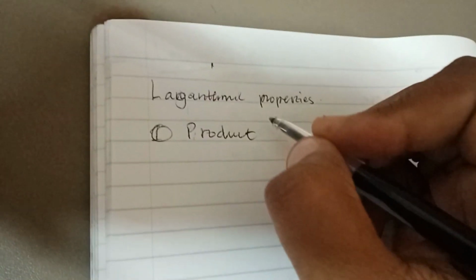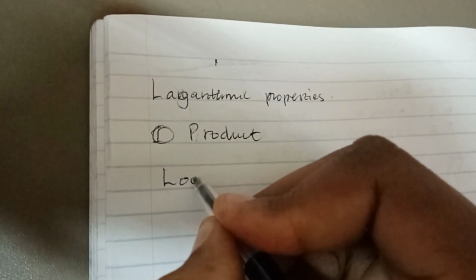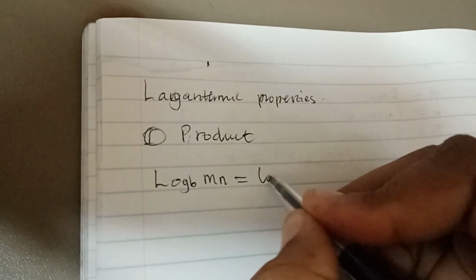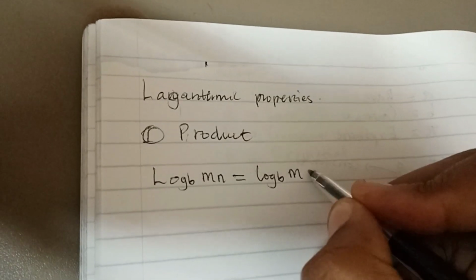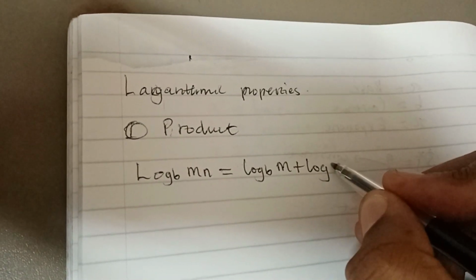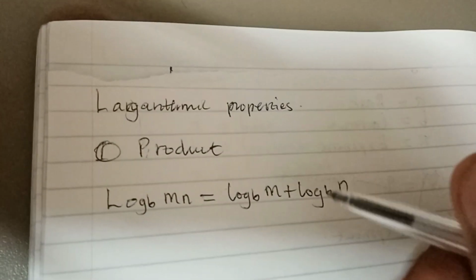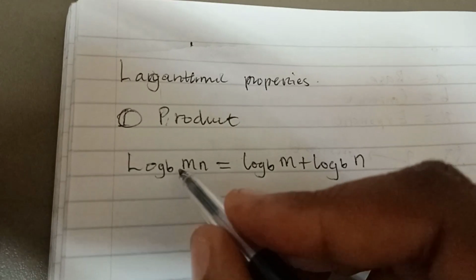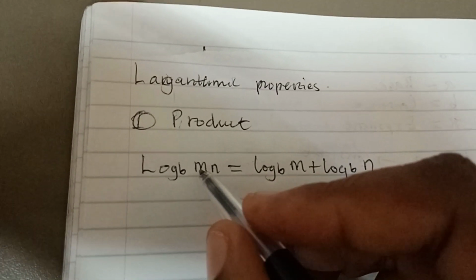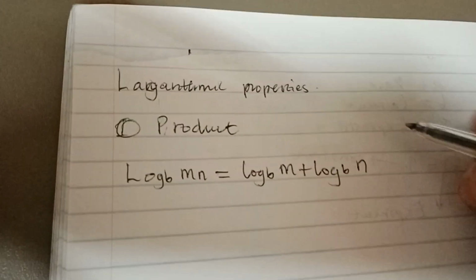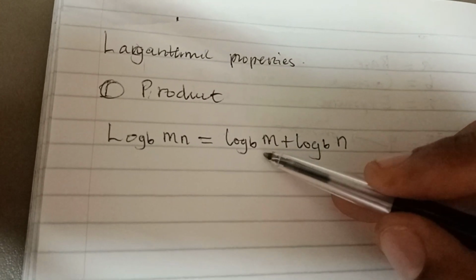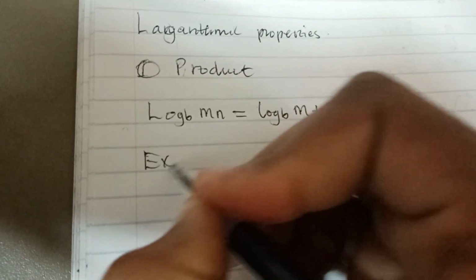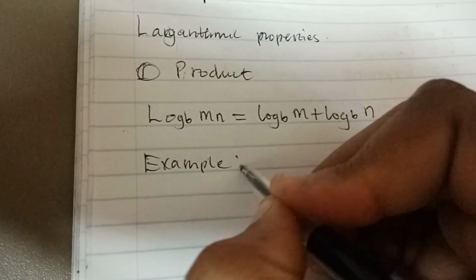The product is defined to be log_b of (m times n), which is equal to the log_b of m plus the log_b of n. What this property demonstrates is that if we have the multiplication of two constants, m and n, we can split them by addition, having the log_b of m plus the log_b of n. So let's do an example to understand this property quite well.